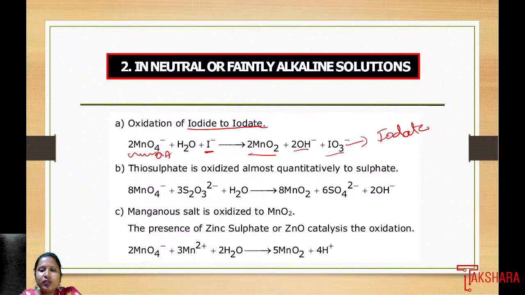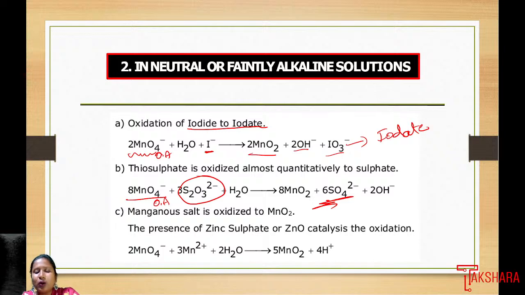Then next, thiosulfate is oxidized almost quantitatively to sulfate. See here we'll be having the oxidizing agent, 8 moles. And thiosulfate, this is S2O3 2 minus, is called thiosulfate. It is going to oxidize to sulfate, SO4 2 minus, because of the presence of the oxidizing agent.